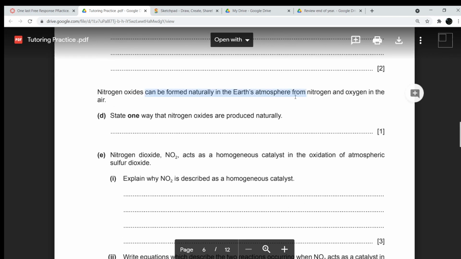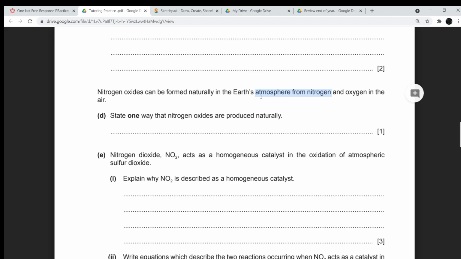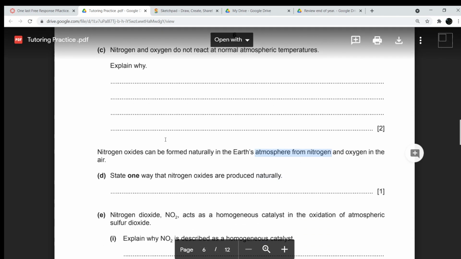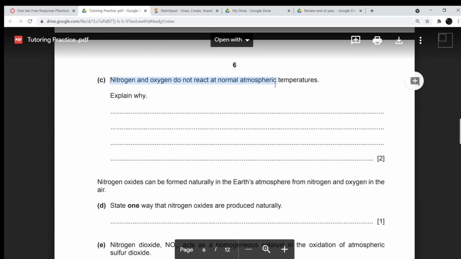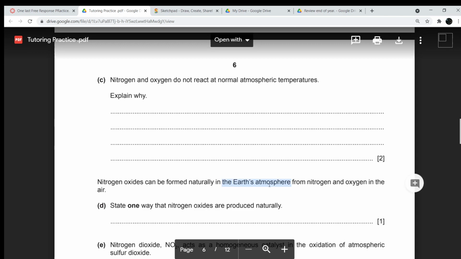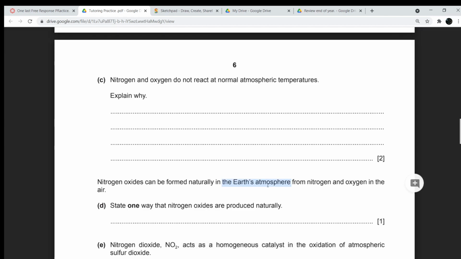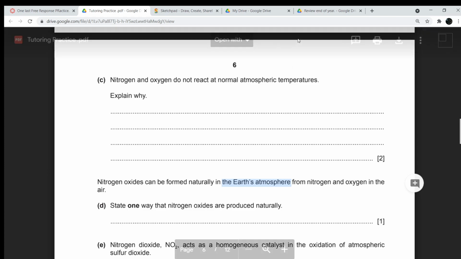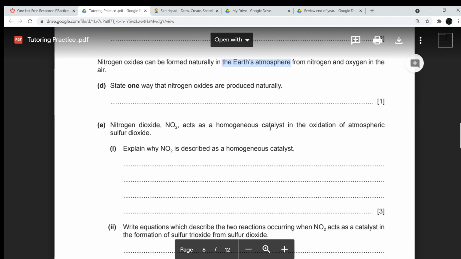Nitrogen oxides form naturally in the Earth's atmosphere. So here it said they don't react normally. Here they do react. The reason is that we have brief moments where we have a lot of energy in the atmosphere, and that's when we have lightning. So lightning is an example of a time when we have enough energy.